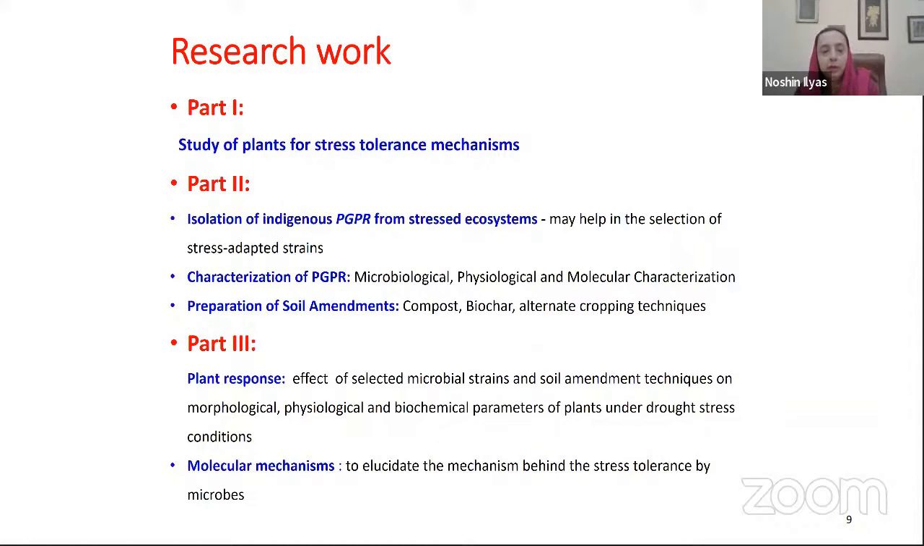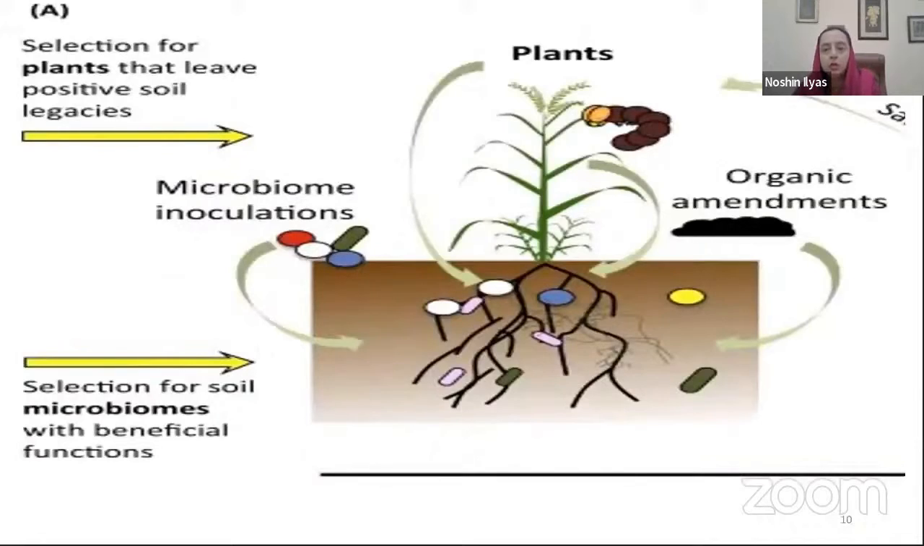In the third part, we are combining these things. We are combining the microbial strain and the amendments, and we are applying them on the plants, particularly under stress conditions, and we are studying the plant responses. We are also trying to elucidate the molecular mechanism which might be involved in these stress tolerances. So this is what we are doing.